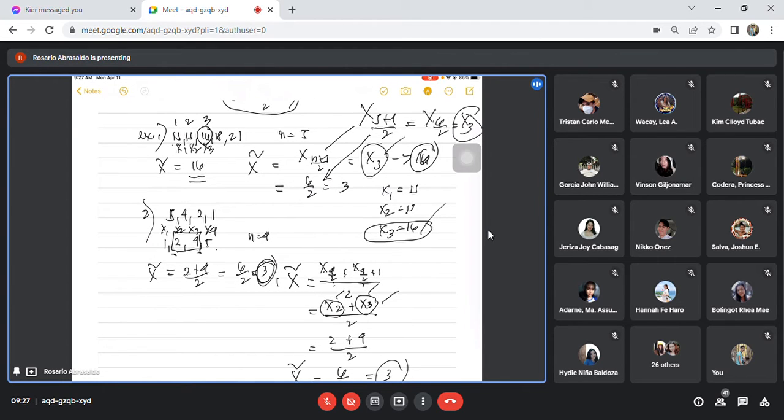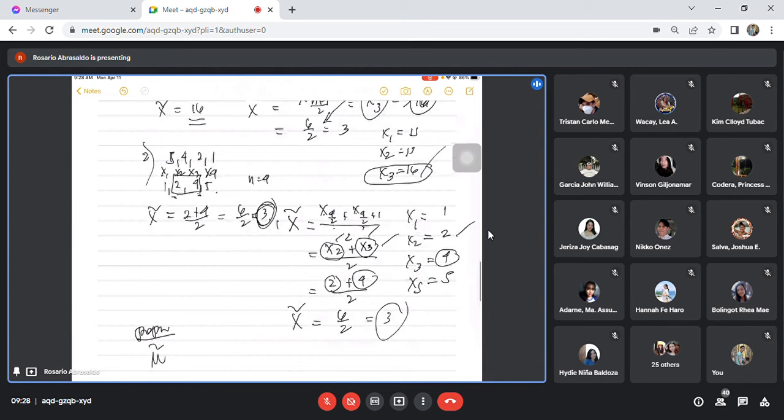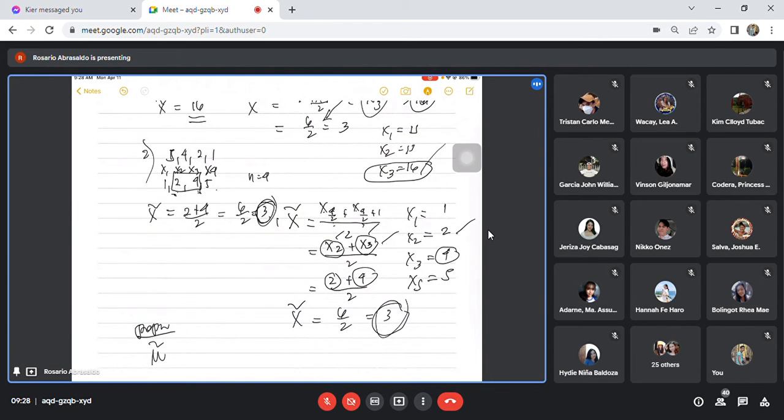So, dire, mangita taasan ng location sa x sub 1, x sub 2. So, x sub 1 nato is 1, x sub 2 nato is 2, x sub 3 nato is 4. X sub 5 is 5. So, x sub 2, 2. X sub 3, 4. Added together, we get 6. Divide 2. So, 3. Pareho ragi hapon ang result. Pareho ragi hapon, class. Ang median.